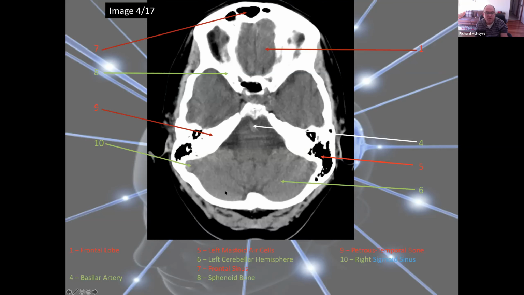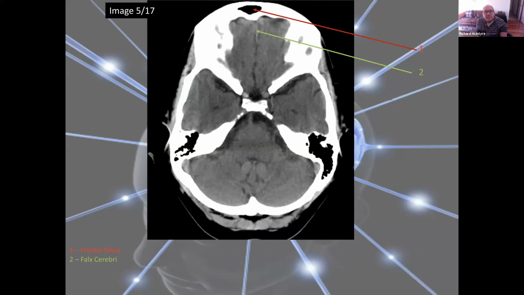Okay, I'll go back. So we've got our transverse sinuses coming across here and then turning into our sigmoid sinus and then into our right internal jugular vein. So we know the blood has come down from the brain through those blood vessels. Frontal sinus, falx.